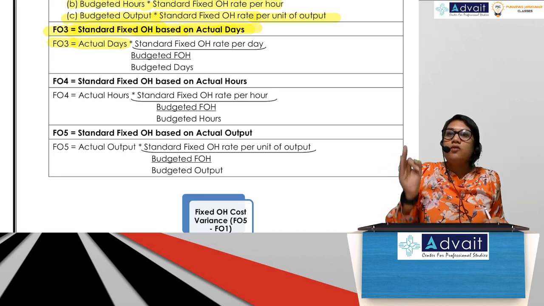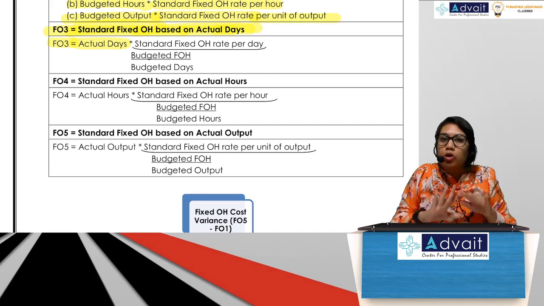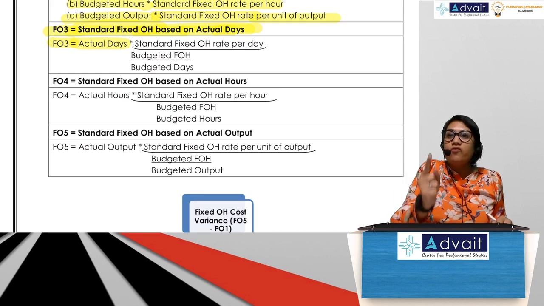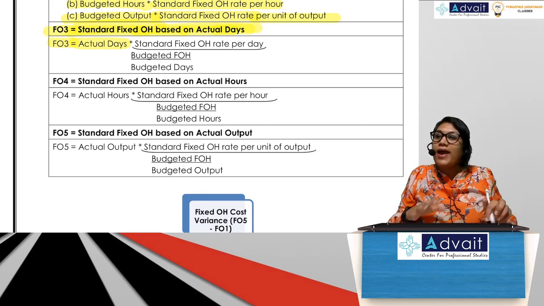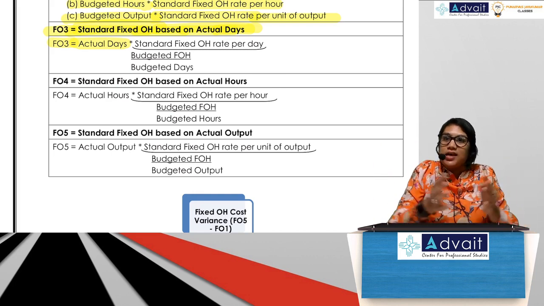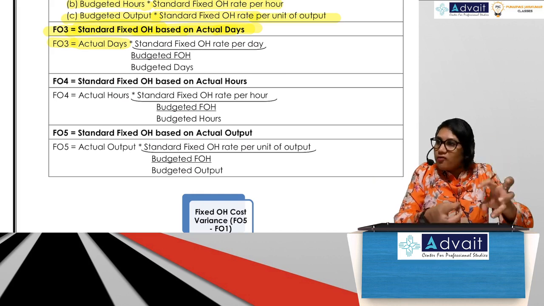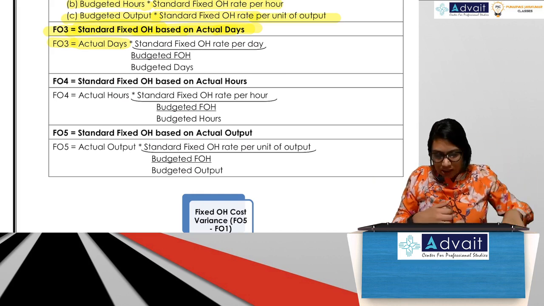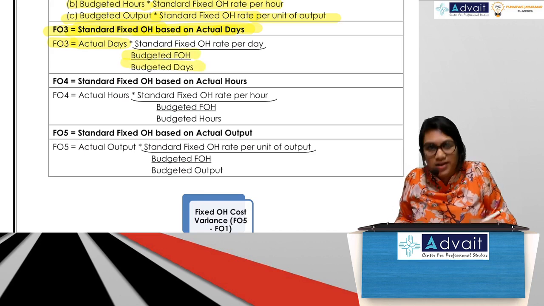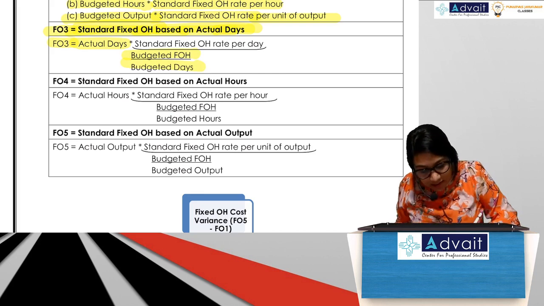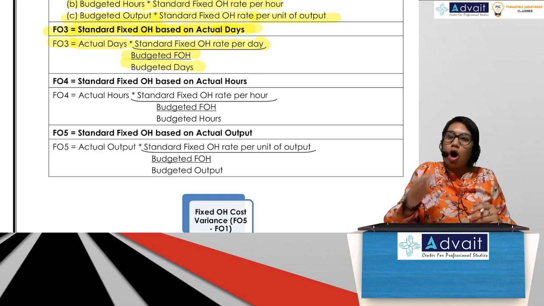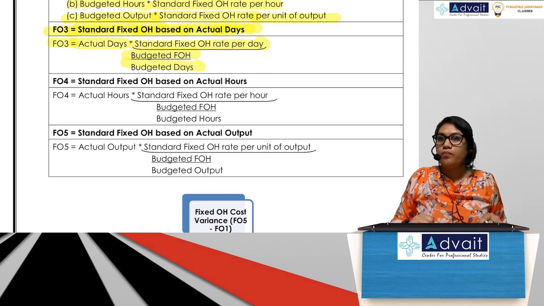Now this standard fixed overhead rate per day will not be given in the problem. You have to calculate. How? It is standard fixed overhead rate per day. So if I have my total fixed overheads and if I have my total days, can I not calculate standard fixed overhead rate per day? Yes. So budgeted fixed overheads divided by budgeted days, because I am calculating standard fixed overhead rate per day. So both should be standard or budgeted, whatever the case may be. Both are the same. Guys, okay?